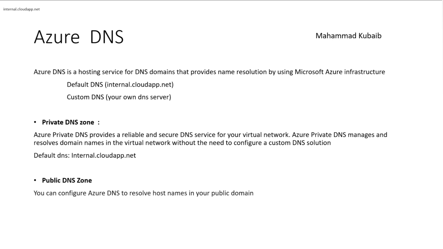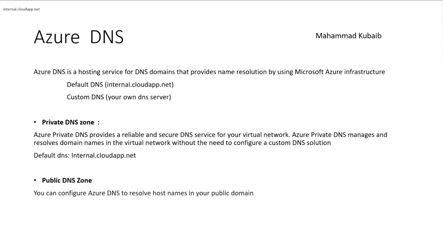By default, you will have two types of DNS service in Azure. One is the default DNS, which Microsoft provides for your resources, and it has a domain called internal.cloudapp.net. It means whenever you create any VMs and do the name resolution, it will use internal.cloudapp.net along with your VM name. If your VM name is VM1, when you do the DNS lookup, the result will come with vm1.internal.cloudapp.net. So this is the default DNS that comes along with Microsoft.